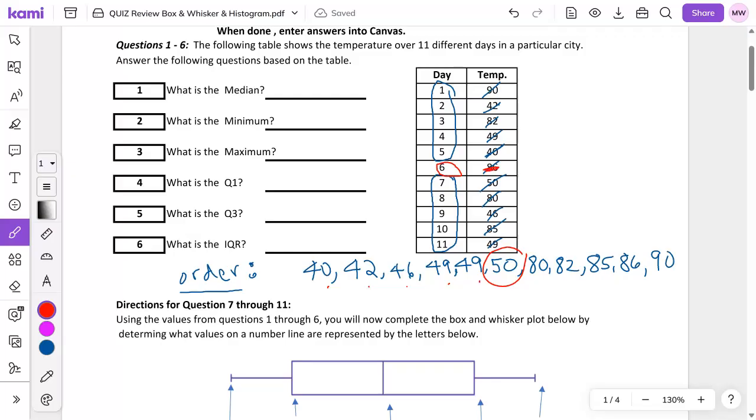By the way, it's not that one. I was just telling you if I've got 11 numbers in order, the middle one's that one. That doesn't mean it's that one. It's after you put them in order. So 50 is the median.